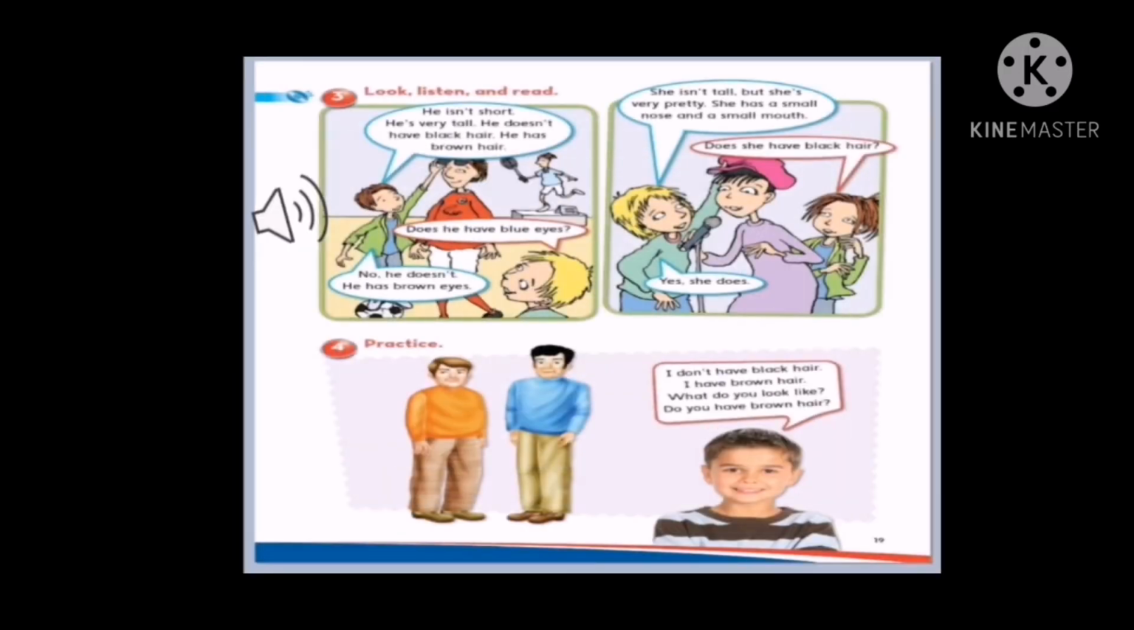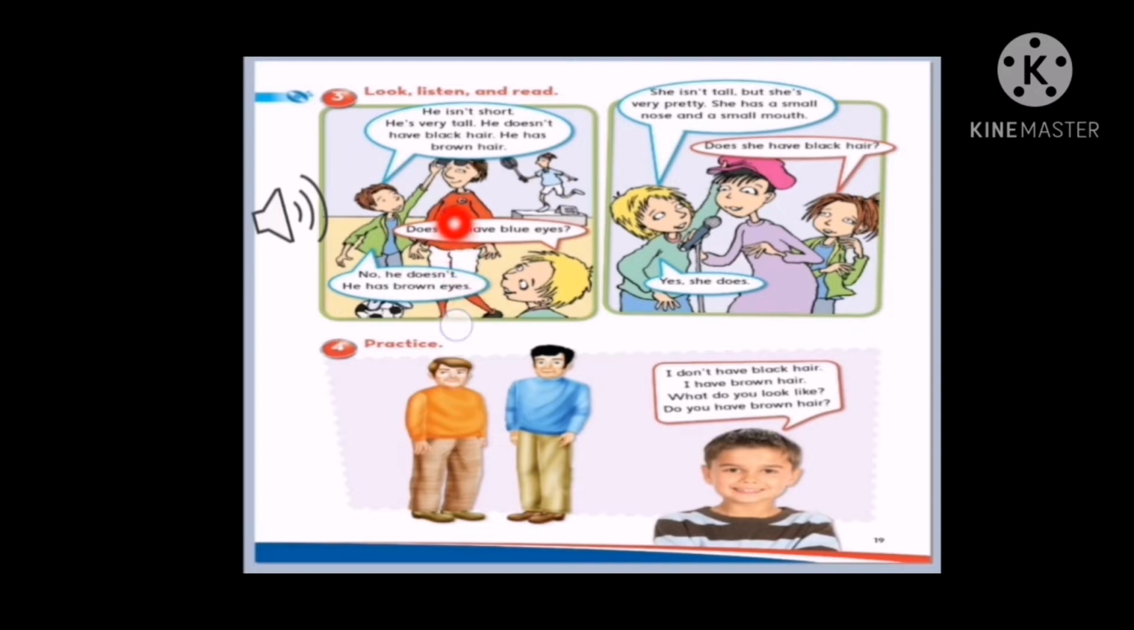Now let's move on to our new lesson, which is page 19. It's a reading lesson. In exercise number 3, we have 2 pictures. Look, listen and read. Picture number 1. Let's talk about picture number 1. What do you see?